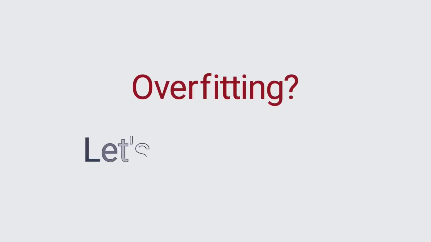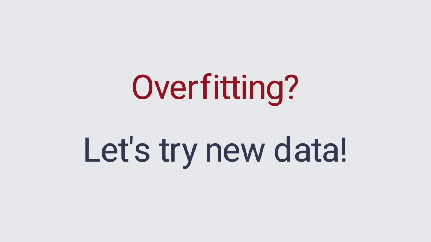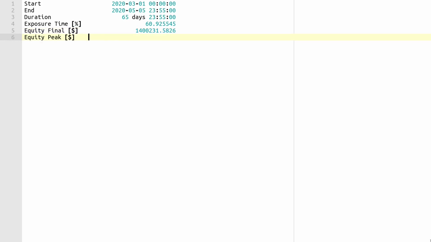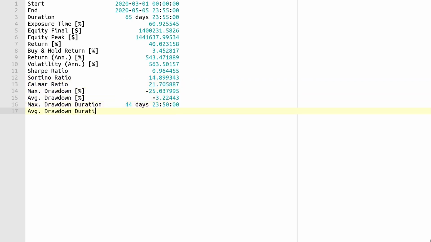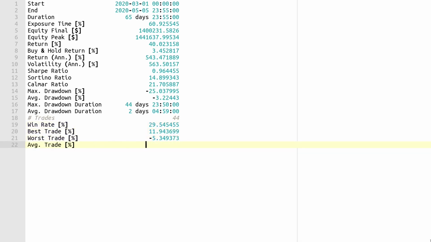Now we will test the 2-month period 1 year ago, between March 1st and May 5th of 2020. Does this optimized strategy work in this time? Here are the results. Surprisingly, the optimized strategy worked well within this other period. Although the percentage of winning trades is only about 30%, the returns look good. But I'm not satisfied. Let's try a longer period.